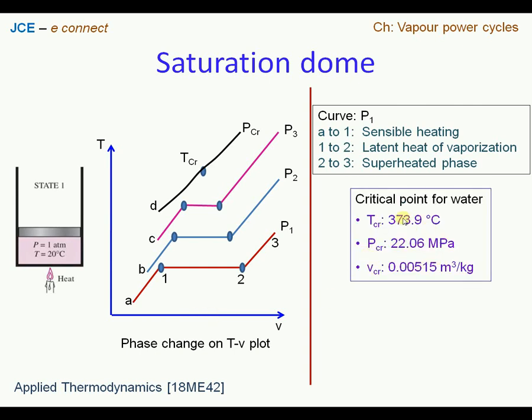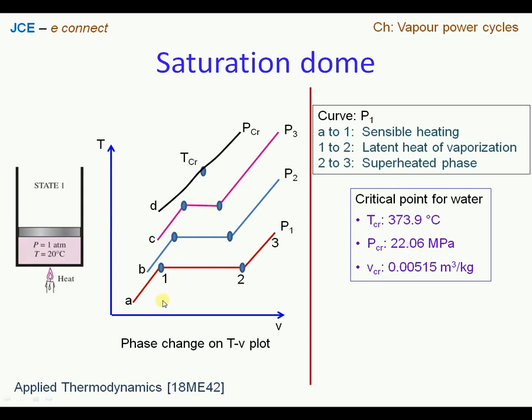The critical point values for water are given here, which are 373.9 degrees Celsius, the corresponding pressure of 22.06 megapascal, and the corresponding specific volume of 0.00515 meter cube per kg. These are some of the important points to be remembered here.